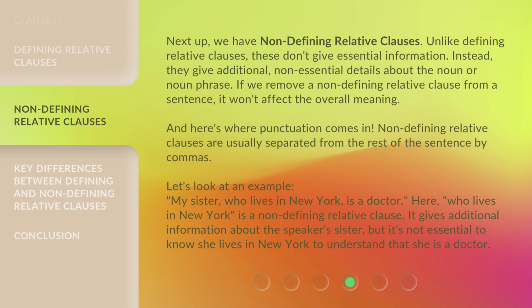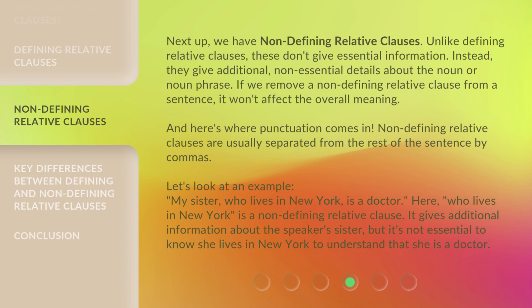Next up, we have non-defining relative clauses. Unlike defining relative clauses, these don't give essential information. Instead, they give additional, non-essential details about the noun or noun phrase. If we remove a non-defining relative clause from a sentence, it won't affect the overall meaning. And here's where punctuation comes in. Non-defining relative clauses are usually separated from the rest of the sentence by commas. Let's look at an example.